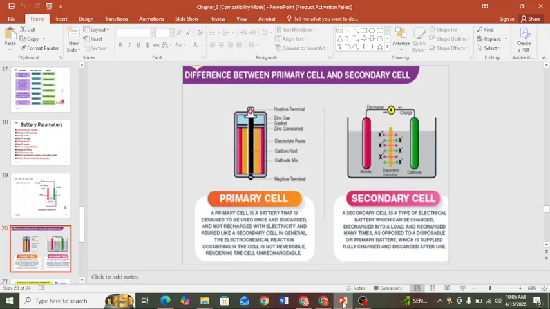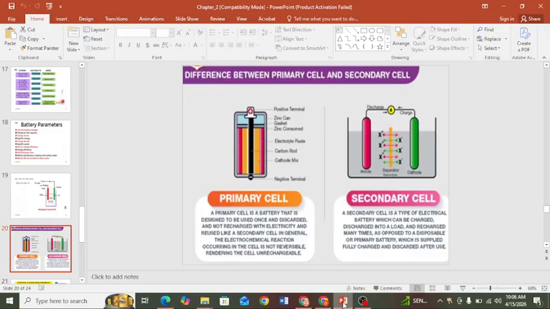The current is supplied from the negative to the positive terminal. We can use it only one time, and after using it, it is discharged and we throw the battery out. For example, remote cell batteries and torch batteries. We require these kinds of parameters here, and these parameters are helpful for the primary cell.